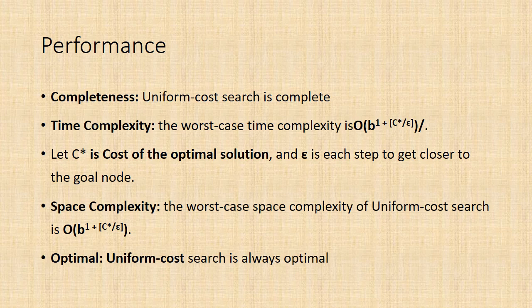Hence, the worst case time complexity of the uniform cost search is big O of b raised to 1 plus C by epsilon. The same logic is for space complexity, so the worst case space complexity of uniform cost search is big O of b raised to 1 plus C by epsilon. Uniform cost search is always optimal as it only selects a path with the lowest path cost.